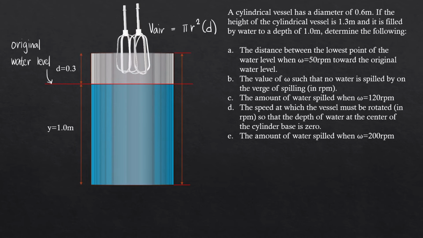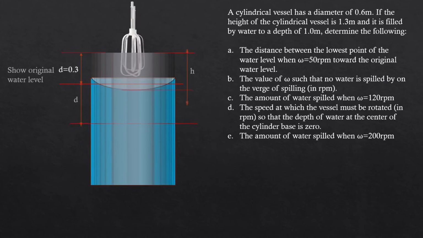And so for you to better understand the topic, let's try to solve the following problems. Now we have a cylindrical vessel that has a diameter of 0.6, and the height of the cylindrical vessel is 1.3 and it is filled by water to a depth of 1 meter. Let's determine the following. For letter A, we need the distance between the lowest point of the water level when omega is 50 rpm, or revolutions per minute, toward the original water level. Now once we rotate this vessel, we now have this figure. This is now the original water line, or original water level, but then our h is going to be, let's also change this one.